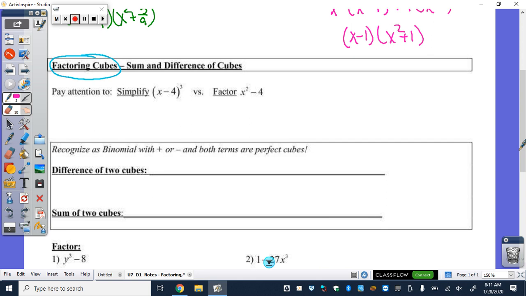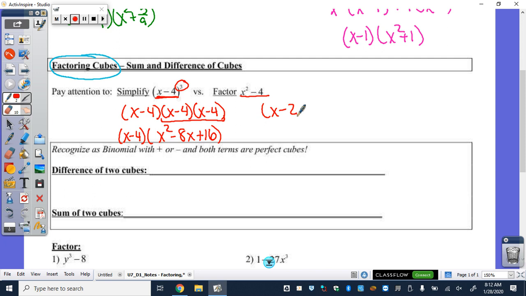So our new kind of factoring is our factoring perfect cubes. So for example, if I have this and it's cubed, that means it's x minus 4 times x minus 4 times x minus 4. If I multiply these 2 together, I end up getting x squared minus 8x plus 16. So then it ends up becoming this big, huge thing. X squared minus 4, remember when we factor that, that's our difference of 2 squares. That becomes x minus 2 times x plus 2.